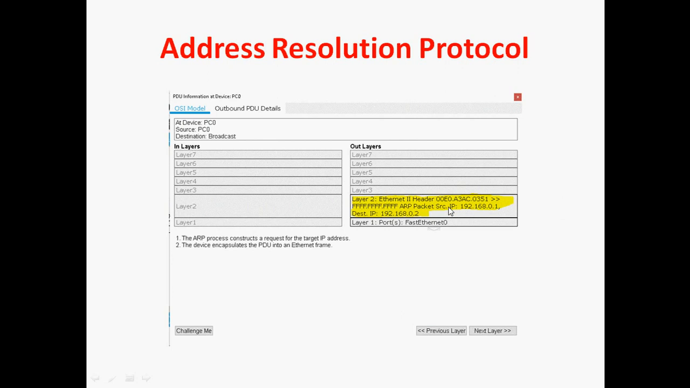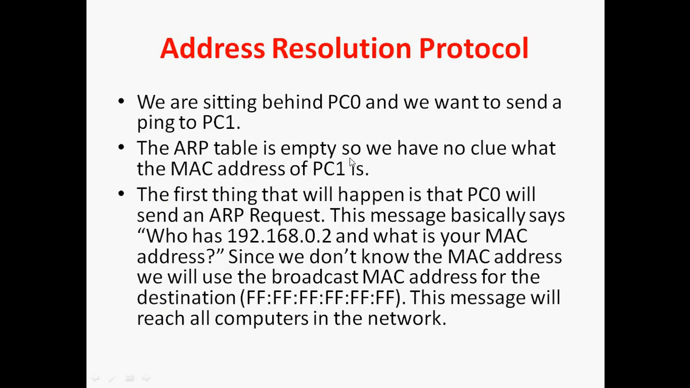In layer 2, the source MAC address 00E0 ending with 0351 is the PC0 MAC address. The destination MAC address, PC0 doesn't know, so we have to find out. This is an ARP request, so it will send to the broadcast MAC address, FFFF. The source IP is the PC0 IP 192.168.0.1 and the destination IP is the PC1 IP address 192.168.0.2, because both are in the same network. So we are sitting behind PC0 and we want to send a ping to PC1.